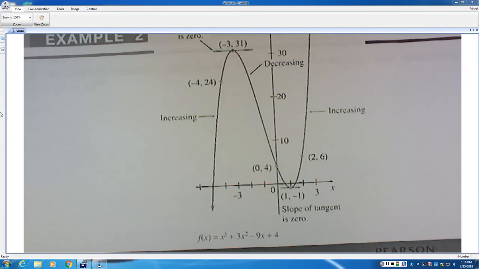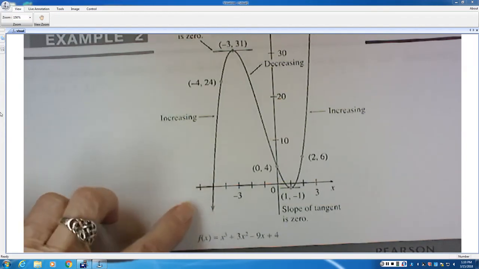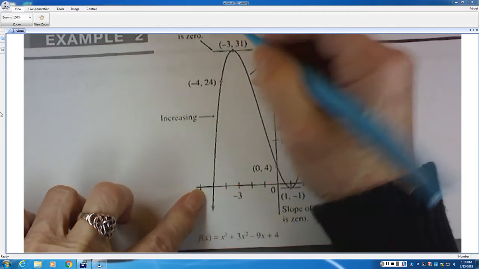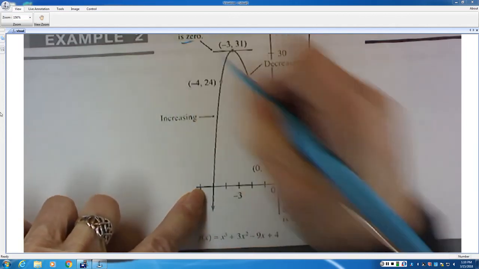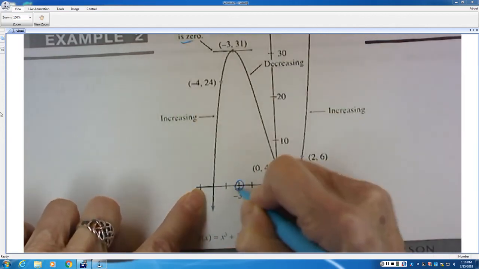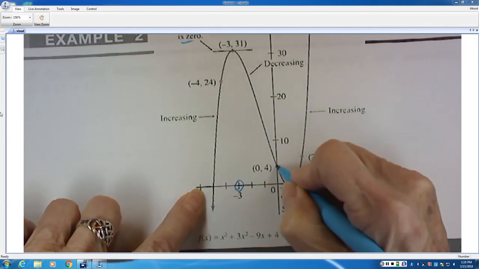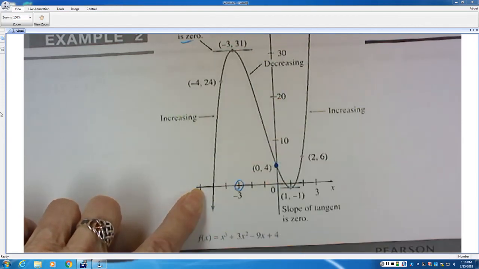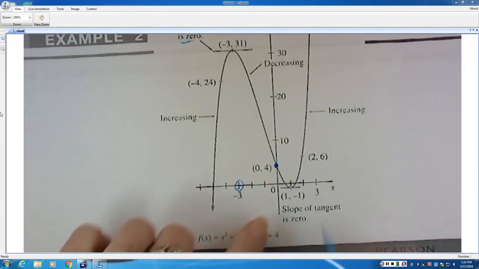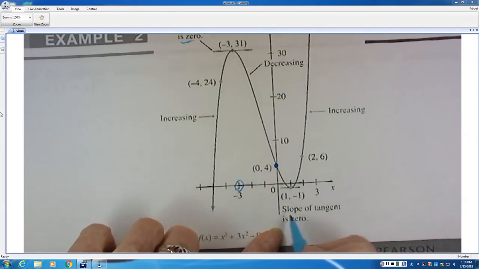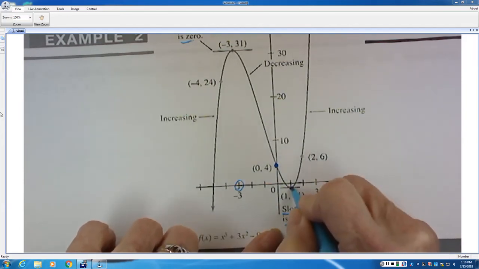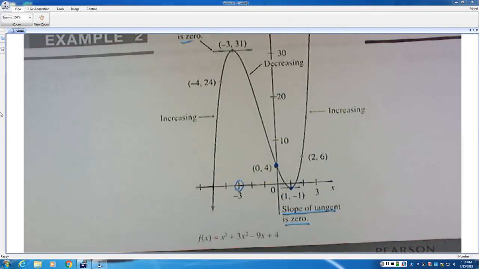So here's the graph of the function. You knew the slope of the tangent line was 0 at -3. You knew that it had a y-intercept of 0, 4 because that was the constant at the end of the polynomial function. That always tells you the y-intercept. You knew that it had a slope of 0 because the derivative was 0 at the value 1.